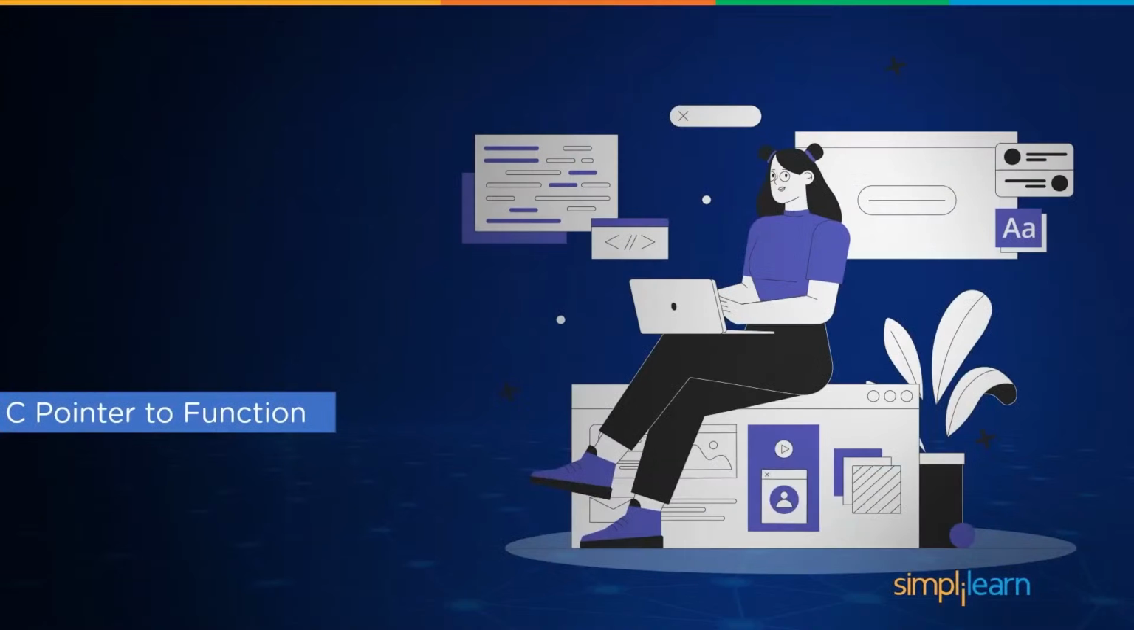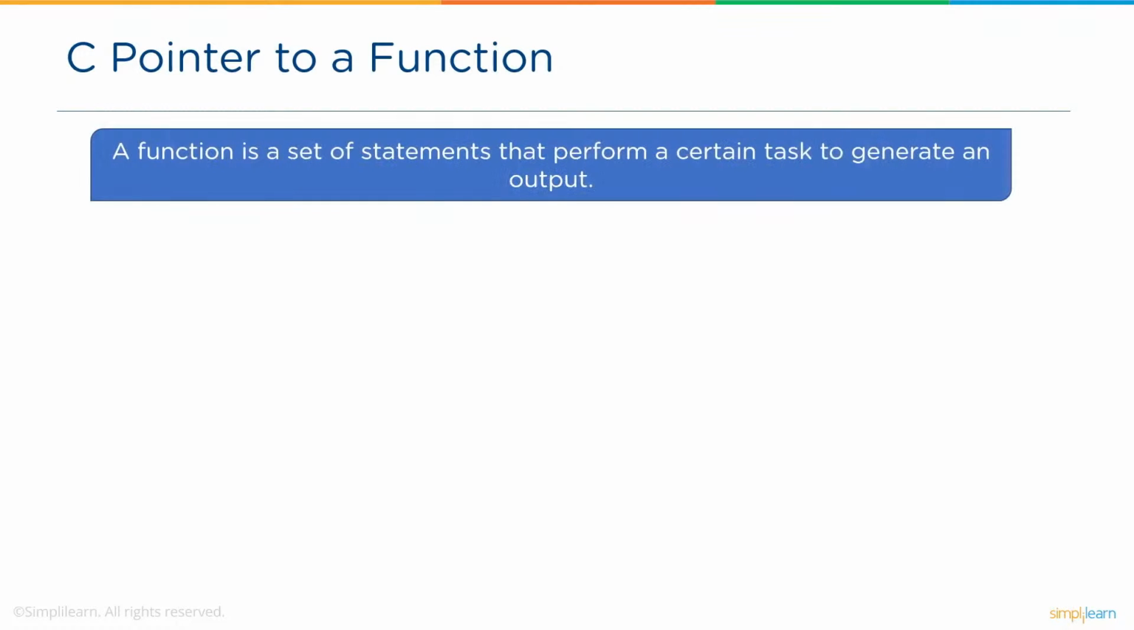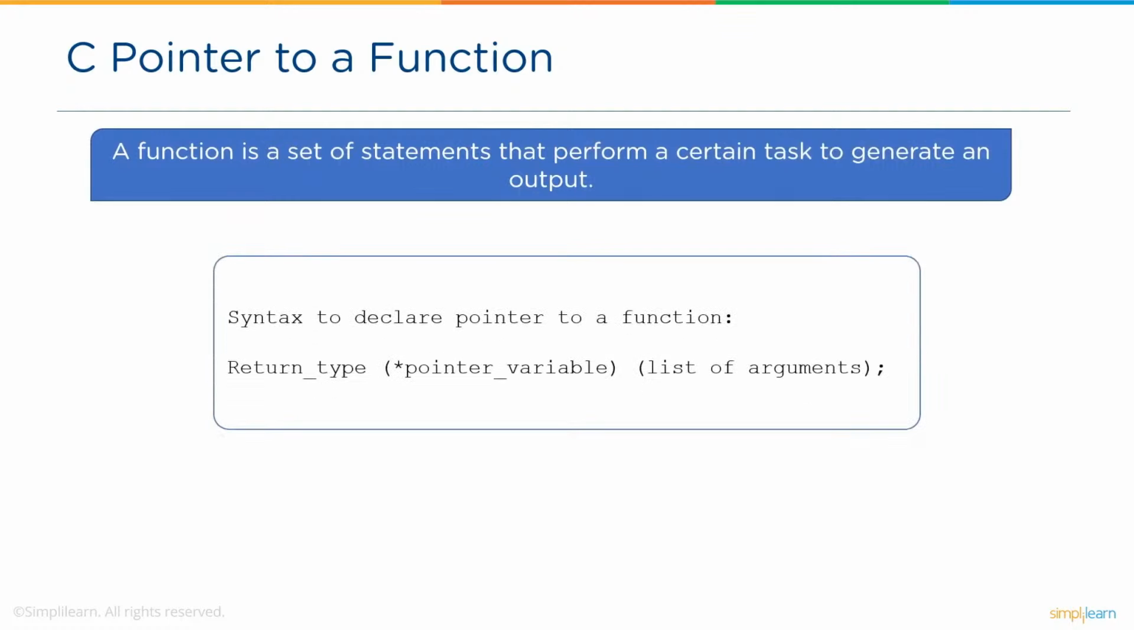Now that we know pointer to array in C language, let's move ahead and understand pointer to function in C. As we all know, a function is a set of statements that perform a certain task to generate an output. The syntax to declare a pointer to a function is return type, pointer variable followed by list of arguments. To understand a little more about pointers to function, let's run a program.